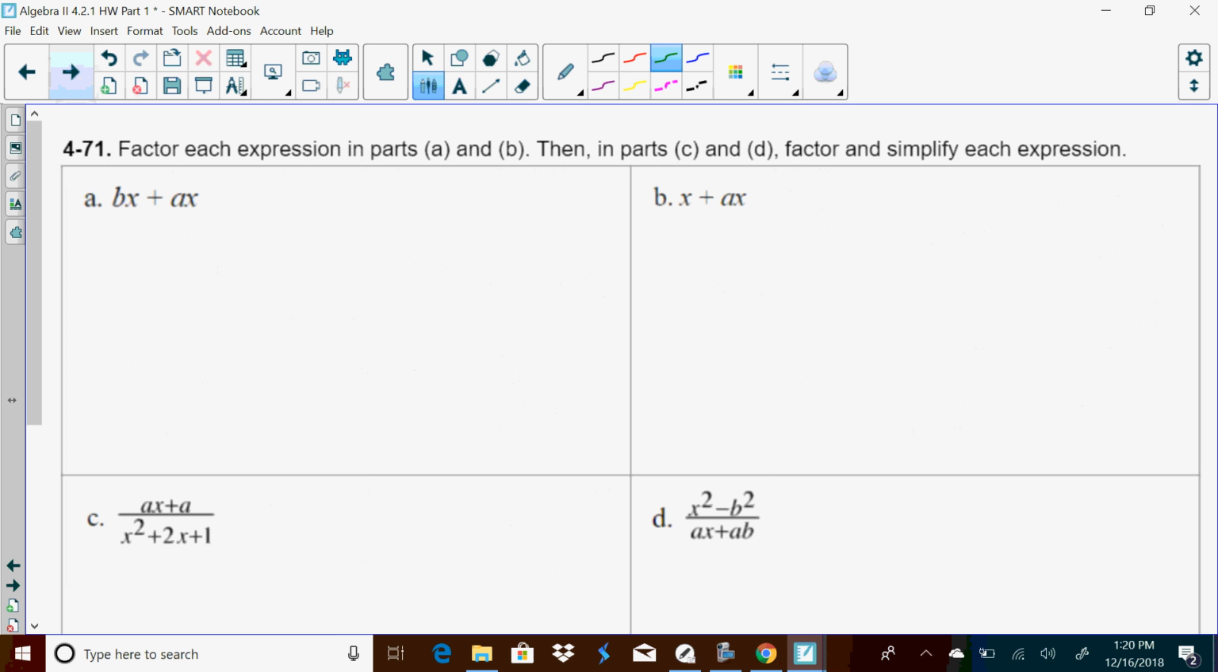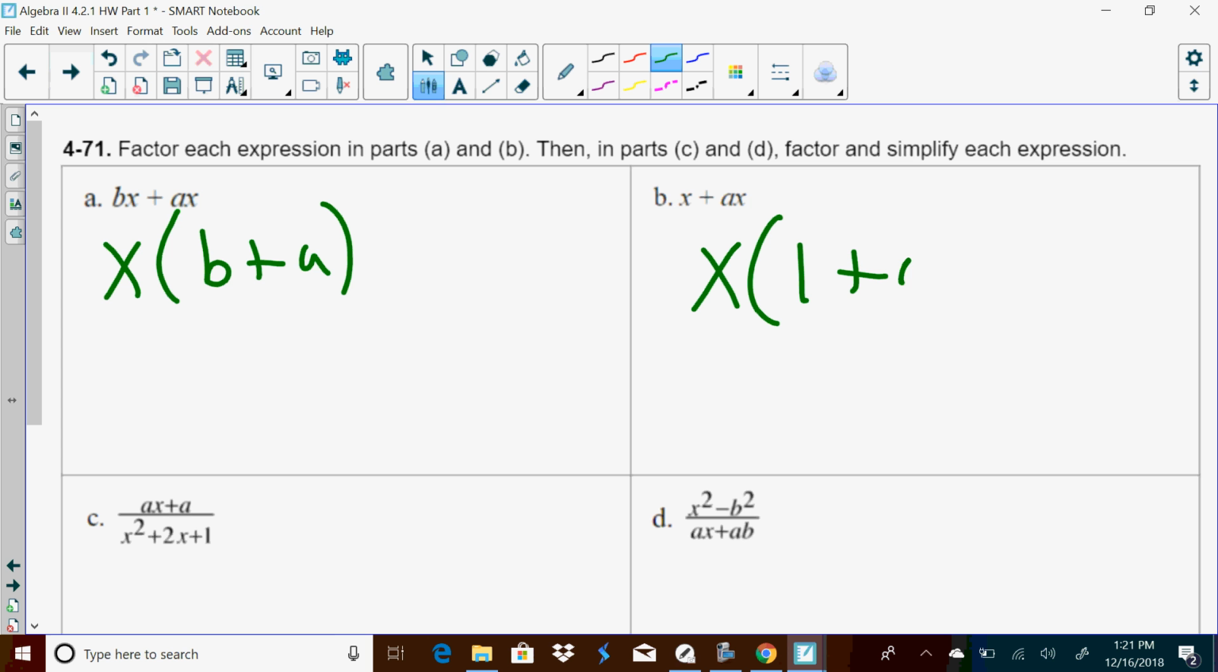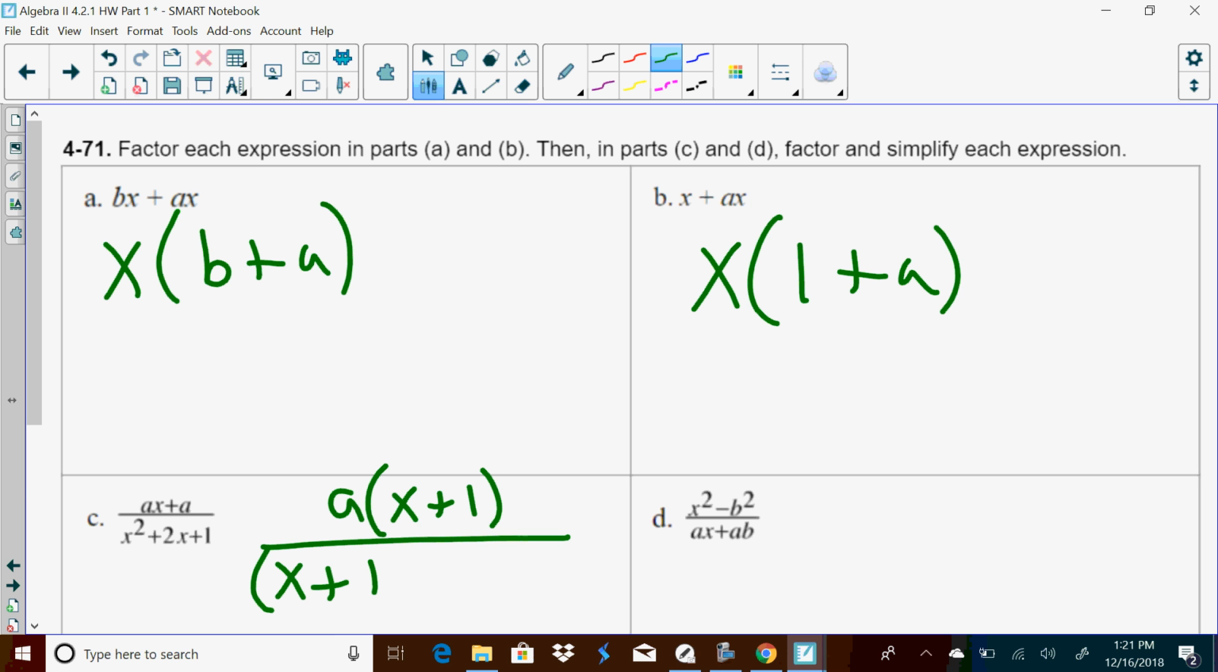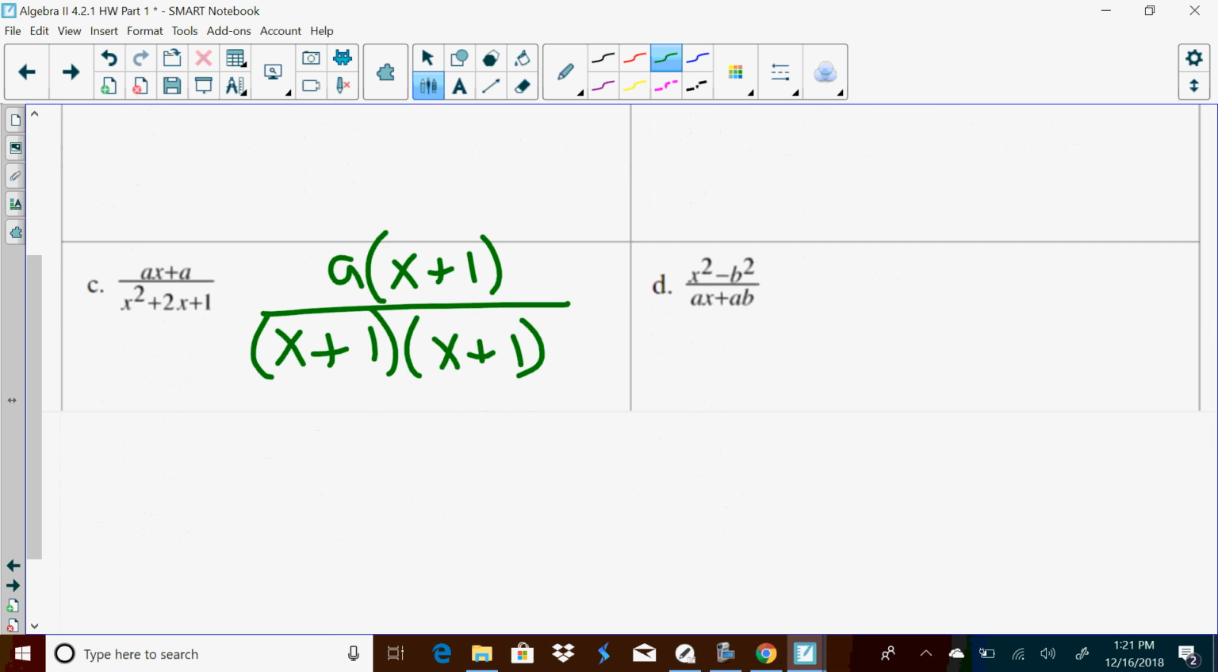Problem 71. Factor each expression. So the first one I can pull out an x, so I get b plus a. The second one I can also pull out an x, so I get 1 plus a. The top I can pull out an a. And the bottom factors to x plus 1 times x plus 1. These cancel, so I get a over x plus 1.